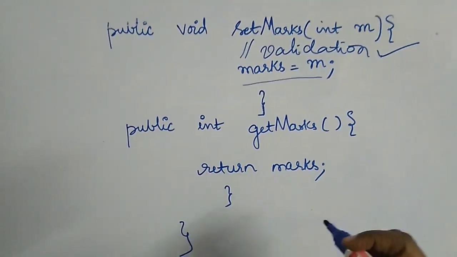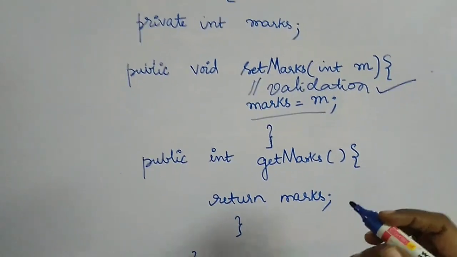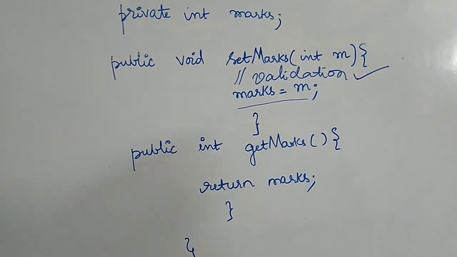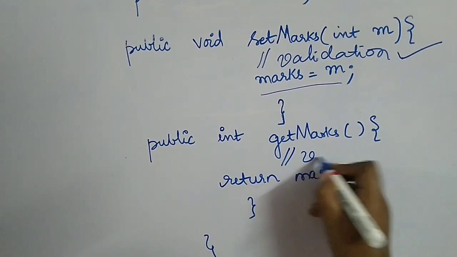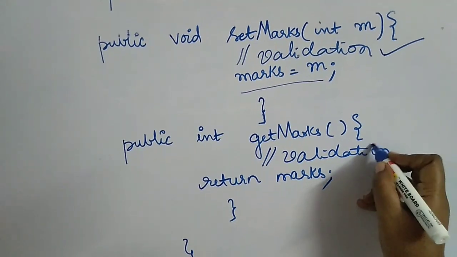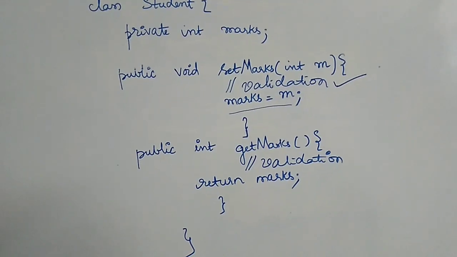And also, to get the marks, who can see the marks? Everybody cannot see the marks of a student. Only the student or the concerned class in charge can see the marks. So to get the marks, to see the marks, certain validations also have to be done. Right. Another example can be your bank balance.